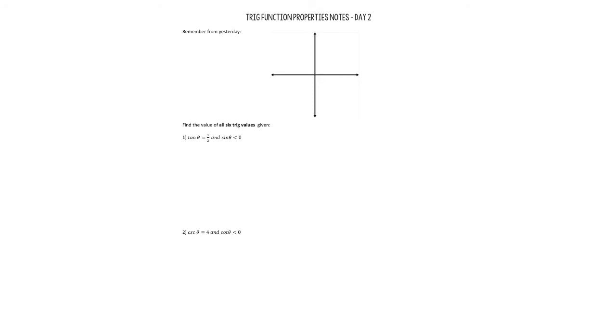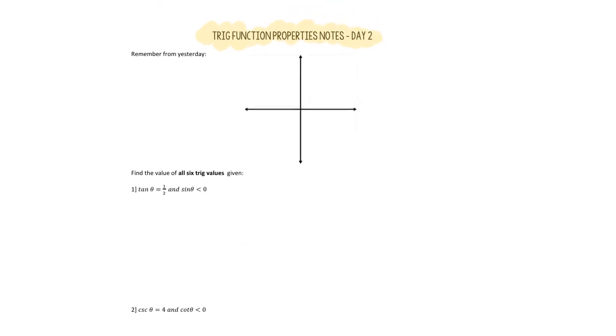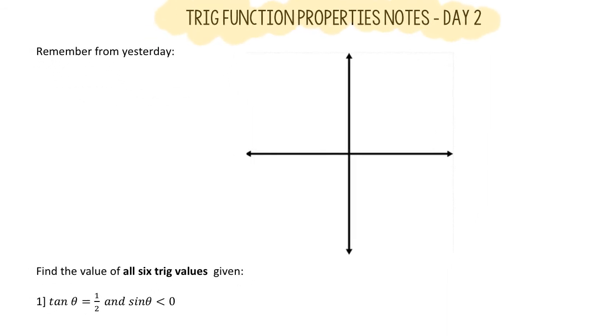Right, guys, today we are going to be continuing to talk about the properties of trig functions on the unit circle. And we're going to take what we learned yesterday and kind of run with it. So we're going to be just taking it one step further. So remember from yesterday that when we looked at the coordinate plane, we focused on which trig functions were positive where. So in the first quadrant, we remember that all of them are positive.